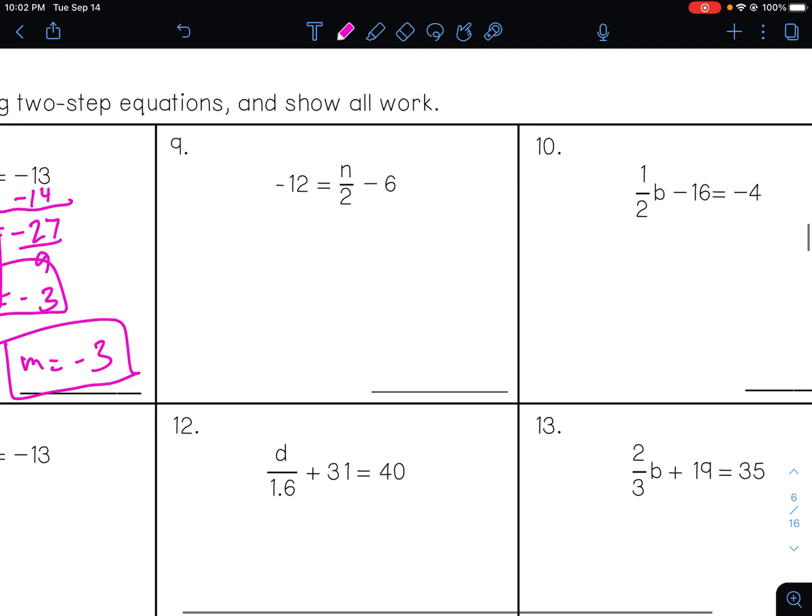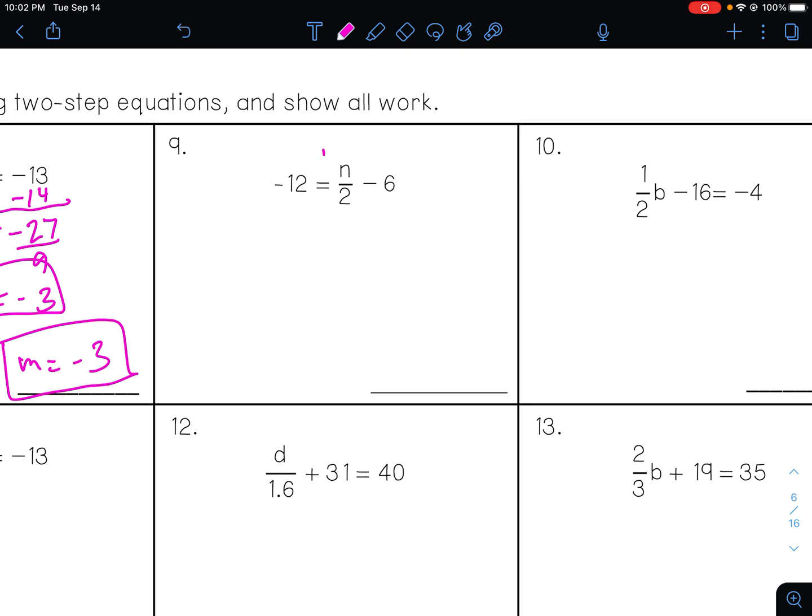Let's do the next one. This one looks a little odd because the variable's on the right side, but here's my variable with coefficient. How do I get that by itself? Well, 6 is being subtracted from it, so it's minus 6, with the opposite of minus 6, plus 6. Whatever I do on one side, I do to the other, plus 6 on the other side.